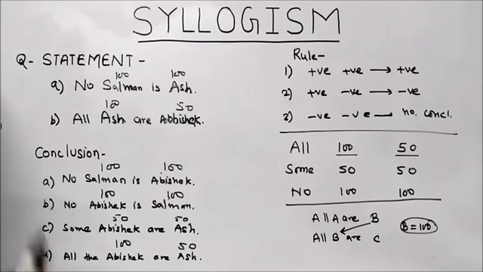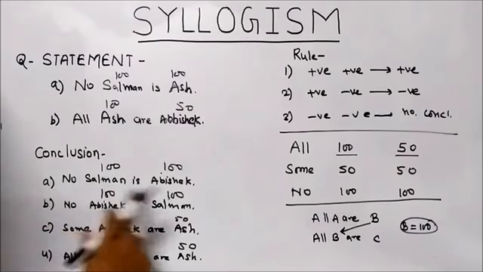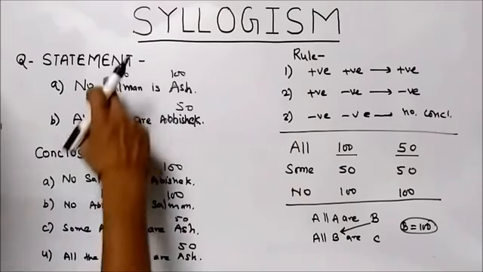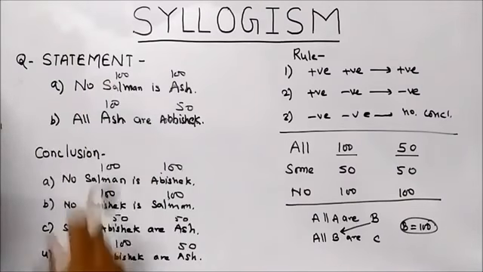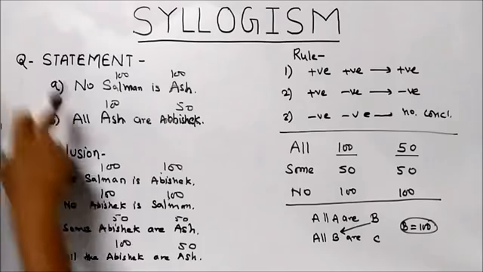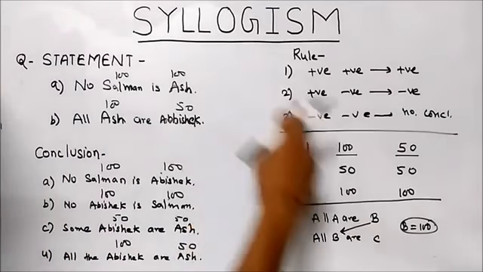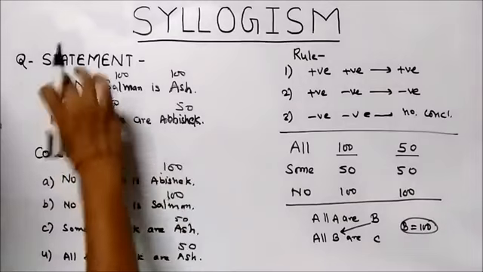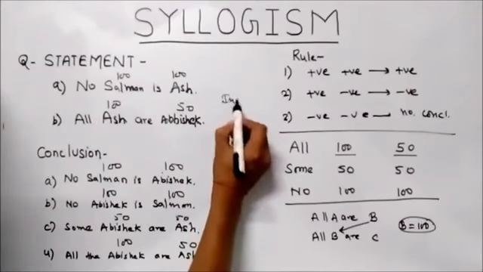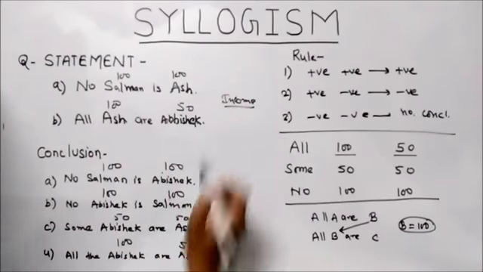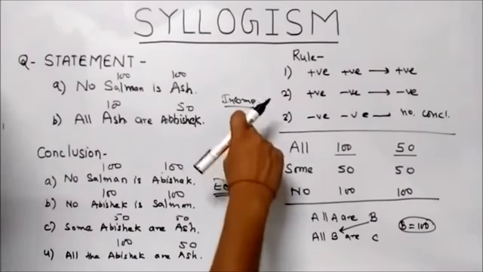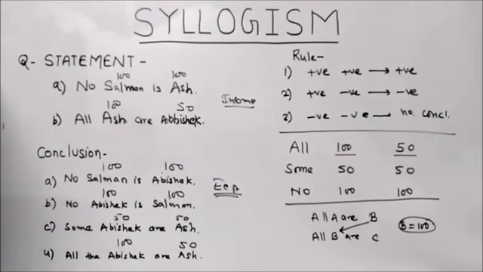Now we have conclusion first. No Salman is Abhishek. The conclusion is negative. That means one of the two statements must be negative. Here statement 1 is negative and statement 2 is positive. So in statement 1, rule number 1 is applied. Now check the values. The statement part is income and the conclusion part is expenditure. So income can never be greater than expenditure.